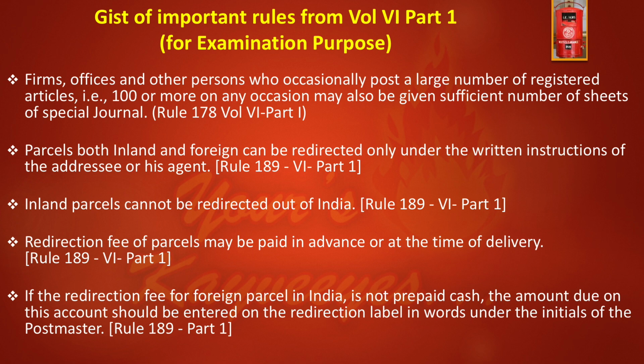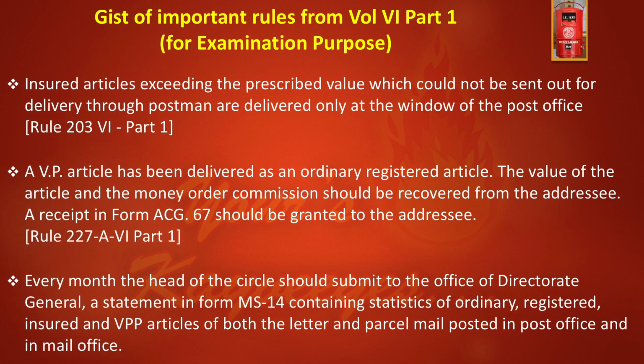Insured articles exceeding the prescribed value which cannot be sent out for delivery through postman are delivered only at the window of the post office. Rule 203. A VP article has been delivered as an ordinary registered article. The value of the article and the money order commission should be recovered from the addressee. A receipt in Form ACG 67 should be granted to the addressee.